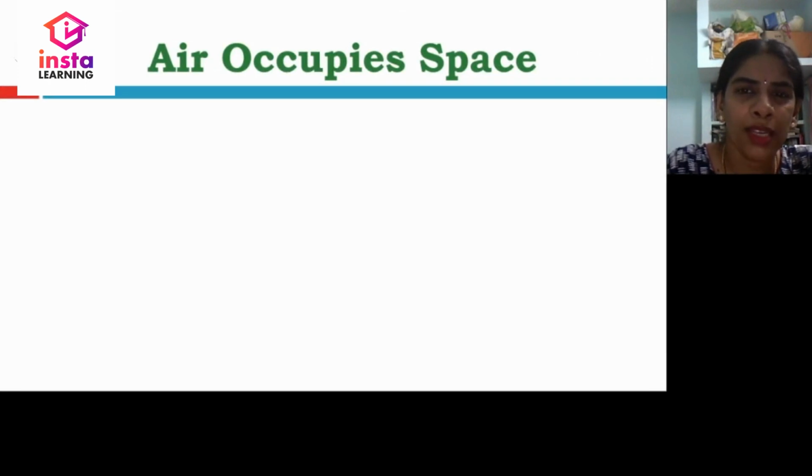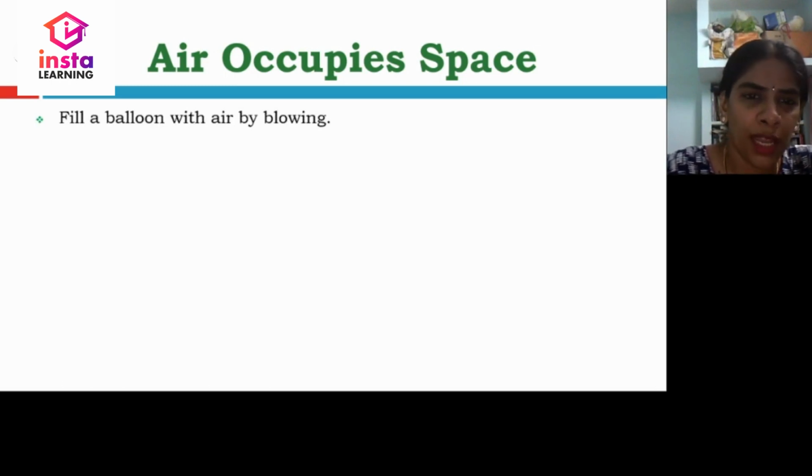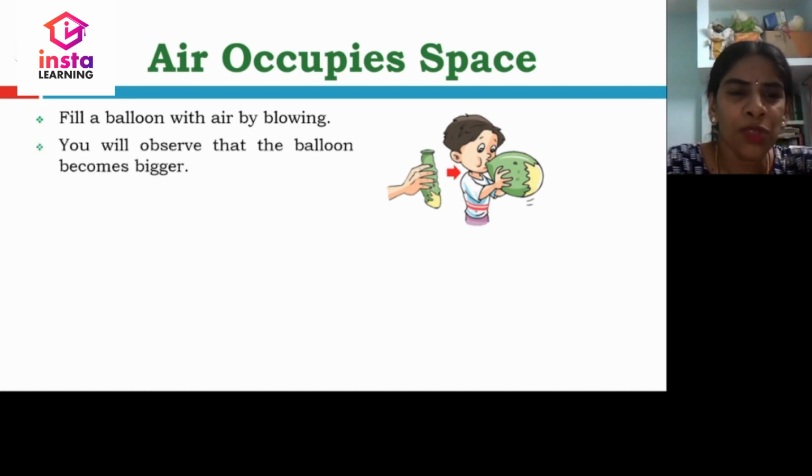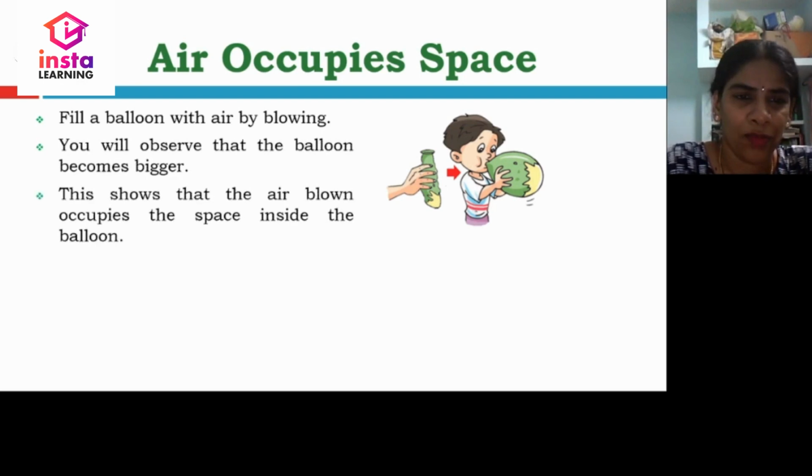Air occupies space. Fill a balloon with air by blowing. Yes, take a balloon, blow it. What happens? You will see the balloon becomes bigger. This shows air occupies the space inside the balloon. There is air inside the balloon. Where did you get the air? By blowing. When you blow, air goes inside the balloon and occupies space, making the balloon bigger.